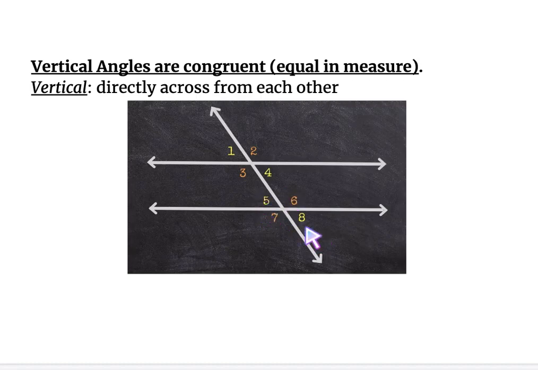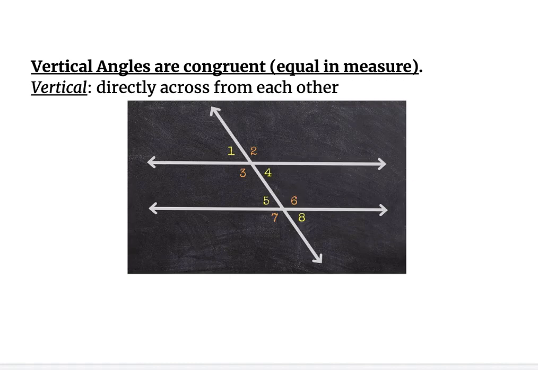Similarly, 5 and 8, angles 5 and 8 are congruent. They're vertical angles, so all they need to do is just reflect or rotate to get there. Angles 6 and 7 are congruent because they're vertical, directly across from each other. So whenever you see an X made by 2 angles, you're going to see 2 pairs of congruent vertical angles. Because vertical just means directly across from each other.